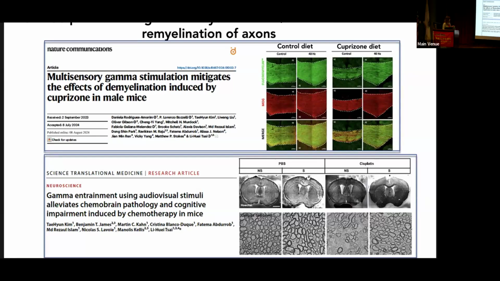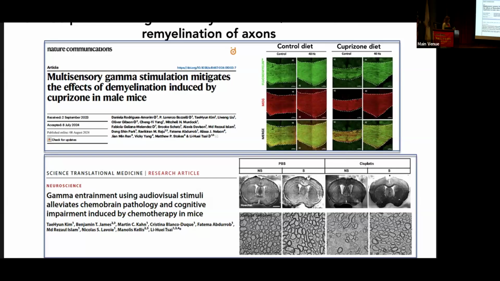We found that the sensory stimulation is really very beneficial in preserving white matter integrity. So here we use a cuprizone paradigm to induce demyelination. So you can see this major white matter tract, the corpus callosum, shows greatly reduced volume, but with chronic audiovisual 40 hertz stimulation, 1 hour per day for several weeks, we found that this is able to ameliorate cuprizone-induced demyelination.